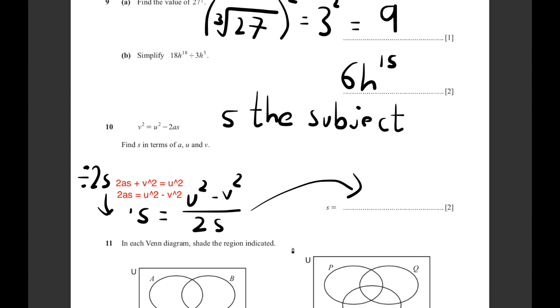Does help to read the question, doesn't it? So yeah, sorry, this is 2a. I've divided by 2a on both sides, because I want s as the subject, not a. So not much to talk about there.